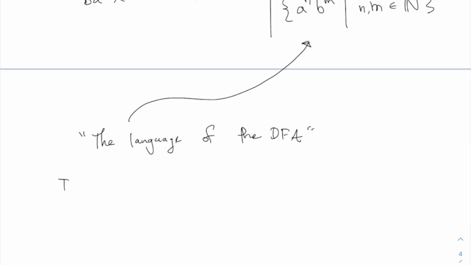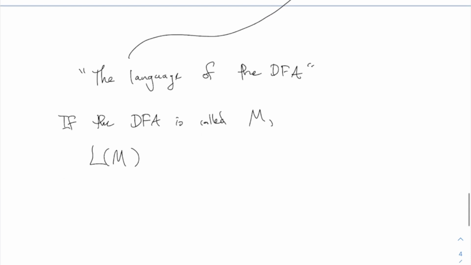When we write proofs about DFAs, it's sometimes helpful to have a name for the DFA. If it's called M for machine, then L of M is the language accepted by the DFA. You could write that in fancy set notation here.